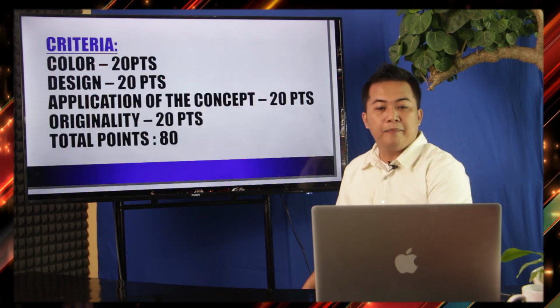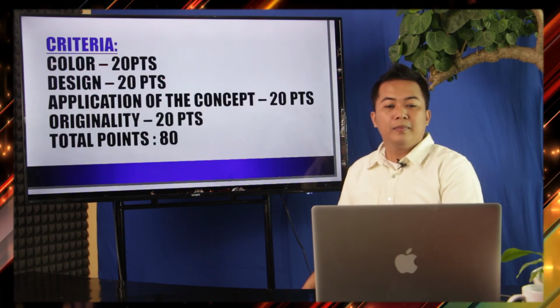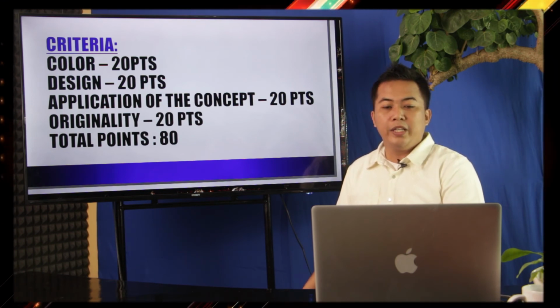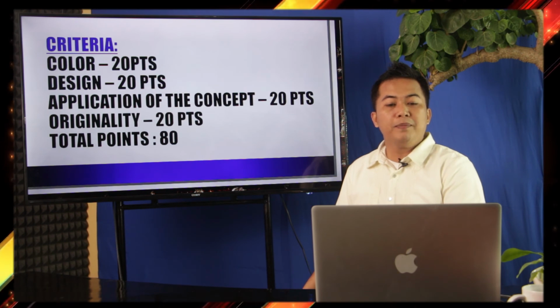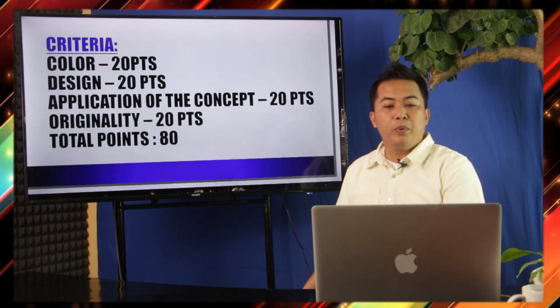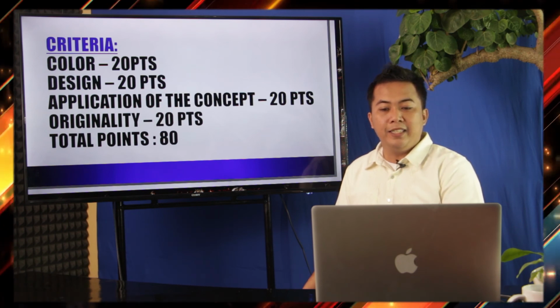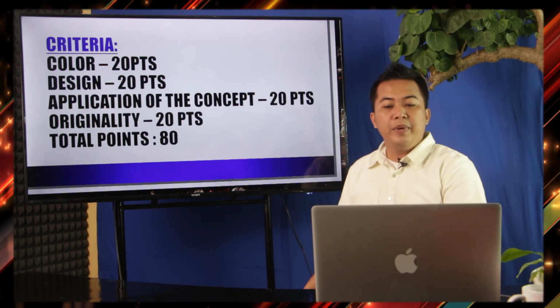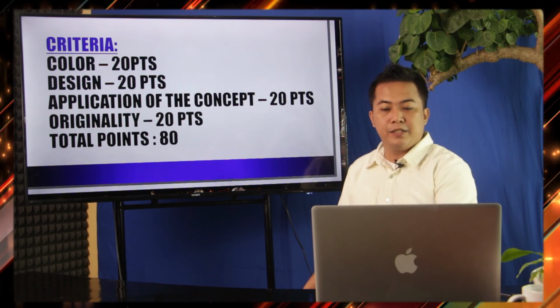The criteria for your assignment: color, 20 points. Design, 20 points. Application of the concept, 20 points. Originality, 20 points. Total points, 80. You can put your output in a long bond paper and submit it to your respective advisors.